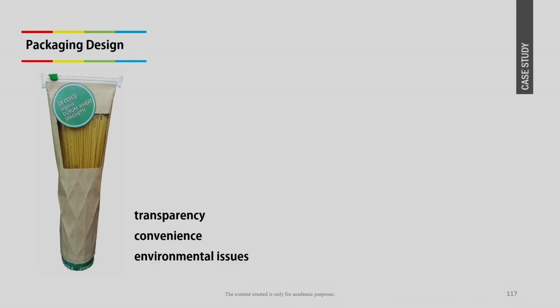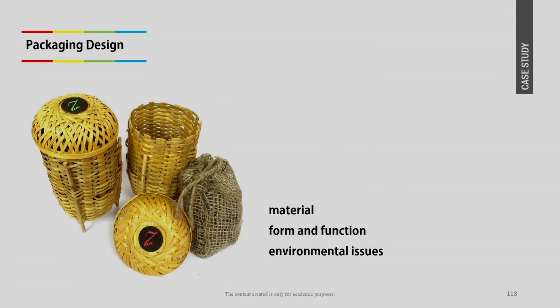And another keyword is convenience. After opening once, the user can again seal it for further use. Next keyword is environmental issues. The material used for this particular design is environment friendly. For this particular packaging design case, the keywords are good material, form and function, and environmental issues. The material used is an earthy material going with the tea package, and also the form is given in such a way that this is exactly the form of the basket used while tea plucking, and the bamboo material is also environment friendly.